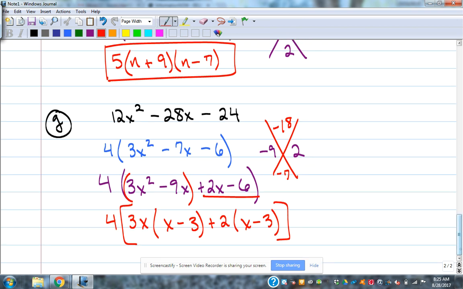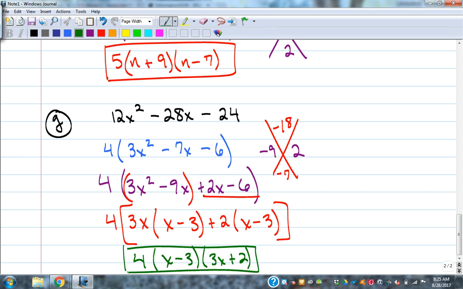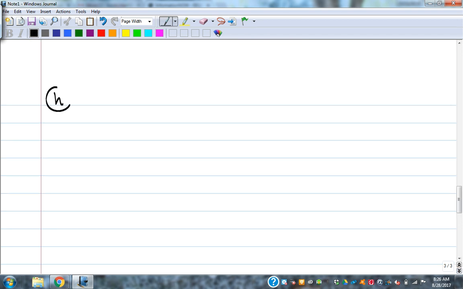The factored form then is the 4 hanging out in front, and then the factors, x minus 3, 3x plus 2. It doesn't matter what order you put those x minus 3 and that 3x plus 2 in. But it is common practice to put the number or the GCF out in the front. But it doesn't matter. If you put 3x plus 2 and x minus 3, that's fine. Okay? So we use a lot of X method here. Going to be using that quite a bit for a while. Let's look at this one. X squared minus 9.